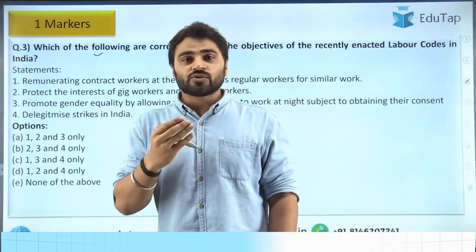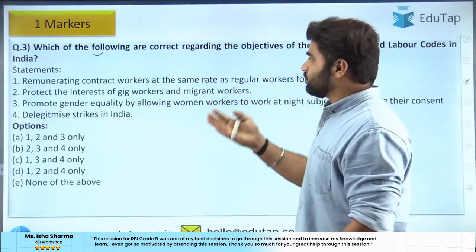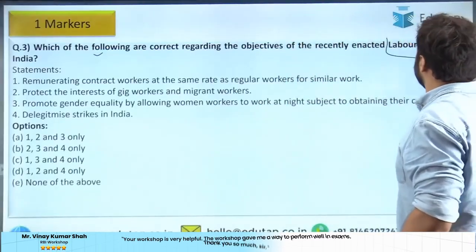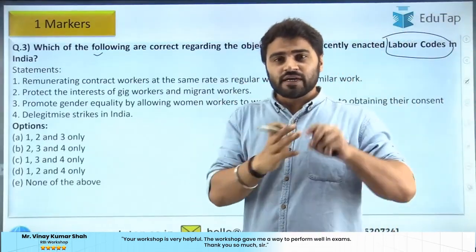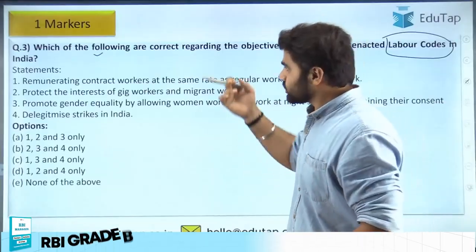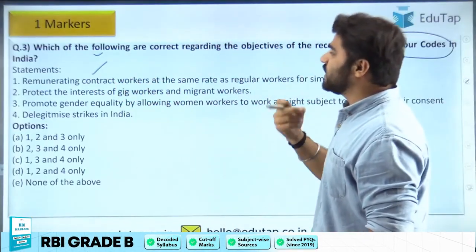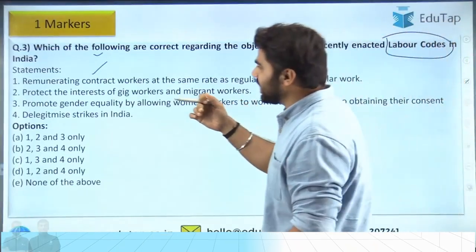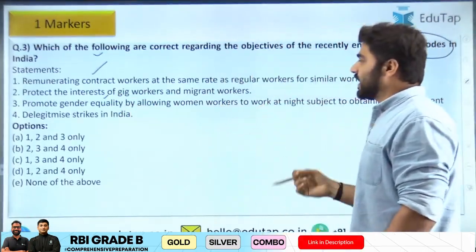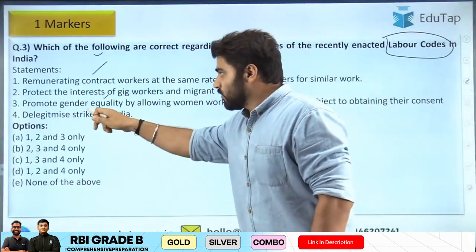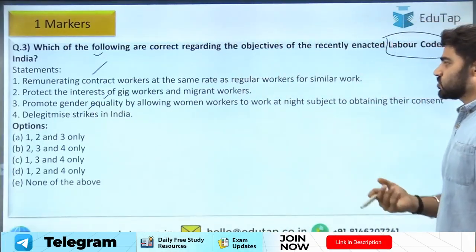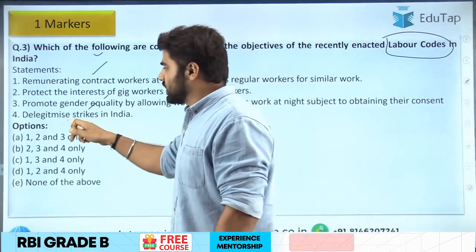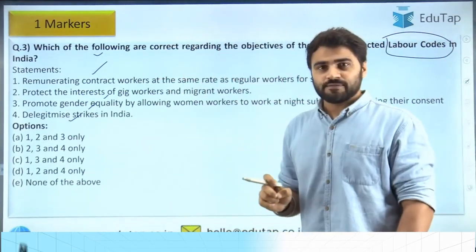Sorry guys. So this question is basically related to current affairs, right? But here they framed a beautiful question, because labor codes were in news at that time, and they framed a static question from the current affairs, right? Here you can see the statements: remunerating contract workers at the same rate as regular workers for similar work. Second is protect the interest of gig workers and migrant workers. Number 3 is promote gender equality by allowing women workers to work at night subject to obtaining their consent. And option number 4 is delegitimize strikes in India.